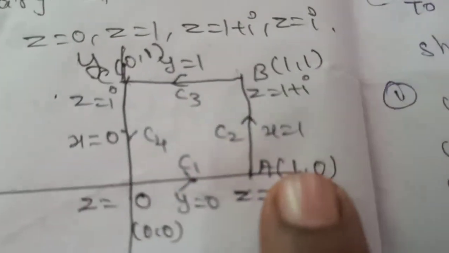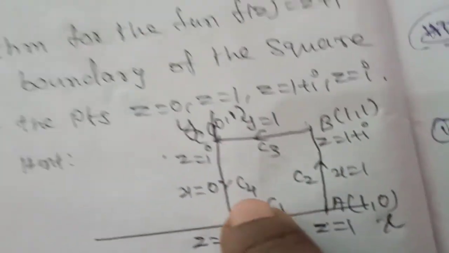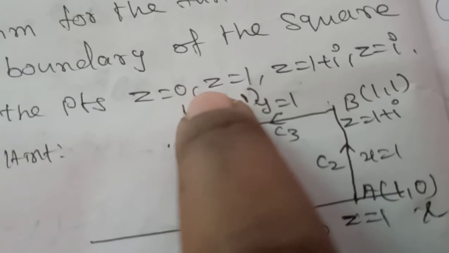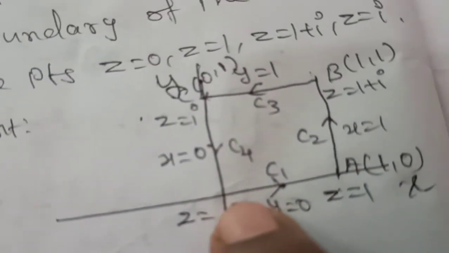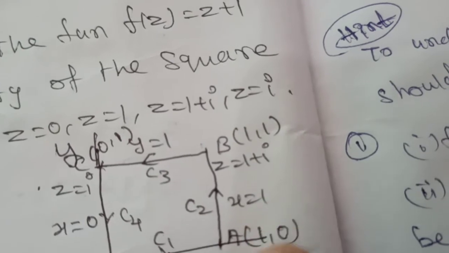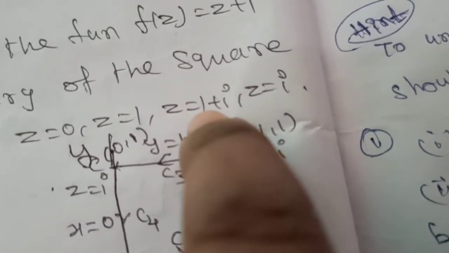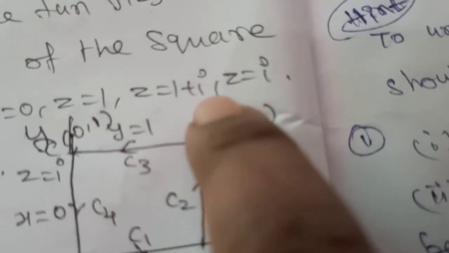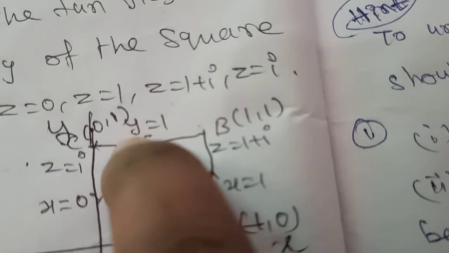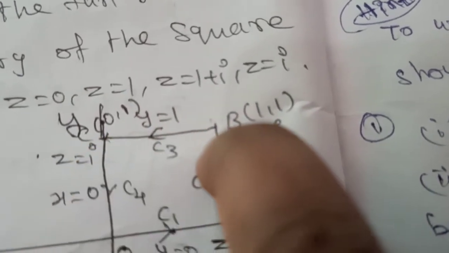You take the x axis and y axis. The point z equal to 0, that is the origin, is given. Then z equal to 1, the real value of x is 1, so you draw the straight line x equal to 1. And z equal to 1 plus i, the imaginary value of y is 1, so you draw another straight line for the y axis.